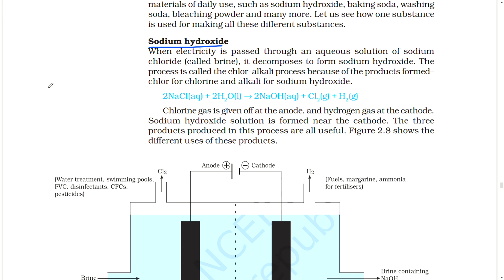2NaCl (aqueous) + 2H2O (liquid) → 2NaOH (aqueous) + Cl2 (gas) + H2 (gas). Chlorine gas is given off at the anode and hydrogen gas at the cathode. Sodium hydroxide solution is formed near the cathode. The three products produced in this process are all useful. The figure shows the different uses of these products.